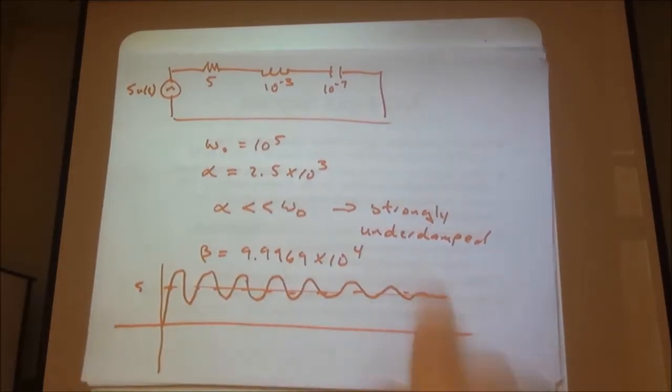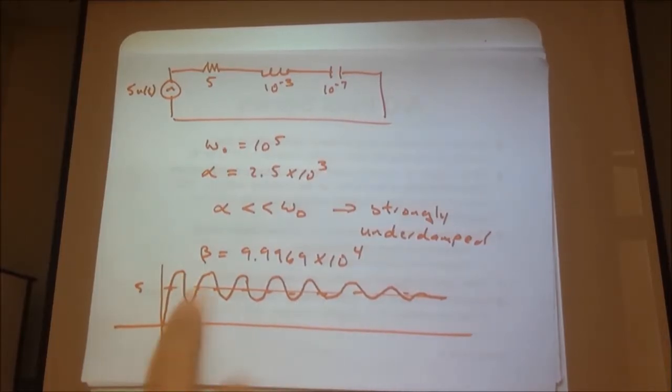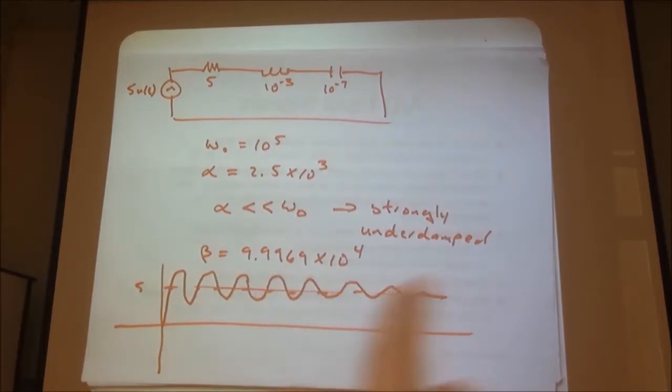So these can be bigger. It depends, again, on the initial conditions. So lots of ringing as it decays slowly. As we make the circuit more and more underdamped, the ringing just keeps going.